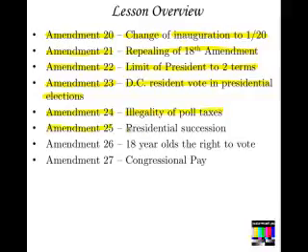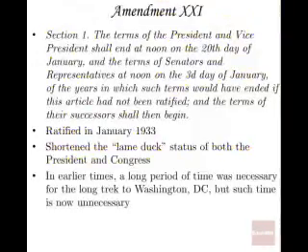Amendment 25 deals with presidential succession, so we'll go over some of the key elements that were changed in the Constitution. Amendment 26 deals with 18-year-olds having the right to vote. And Amendment 27, very interesting story with that, deals with congressional pay. So that's this lesson overview. So let's go straight into Amendment 20 here.